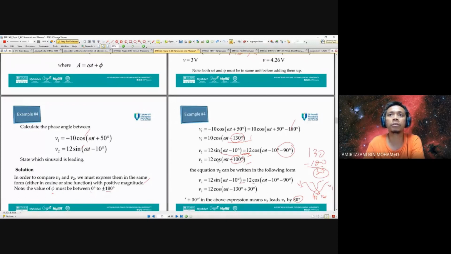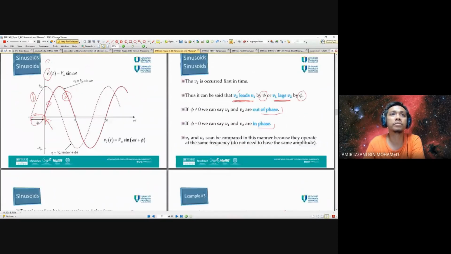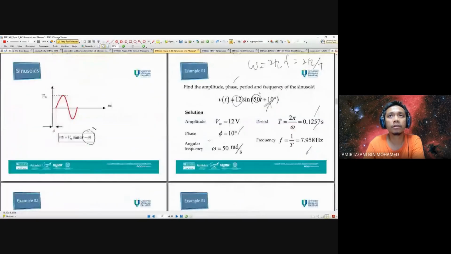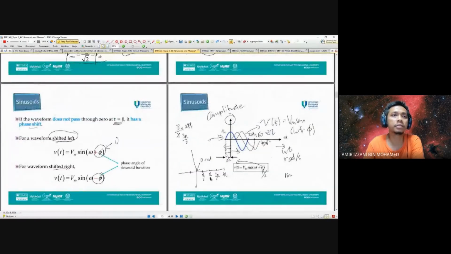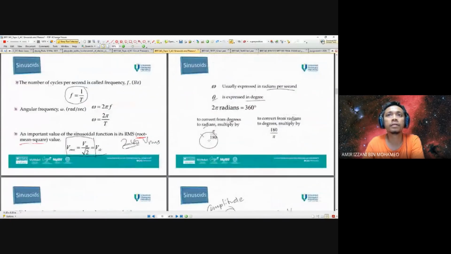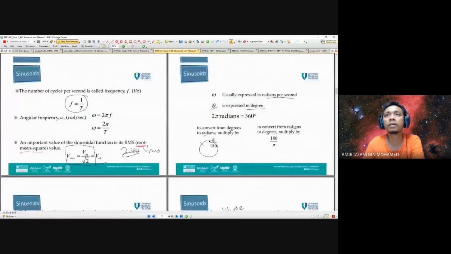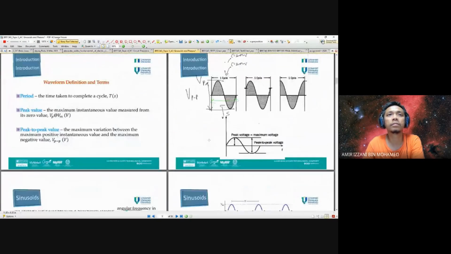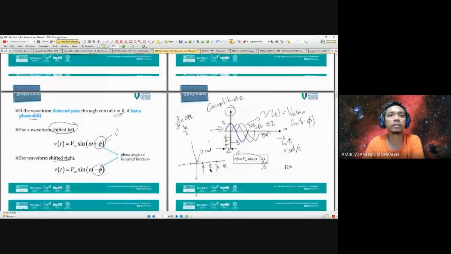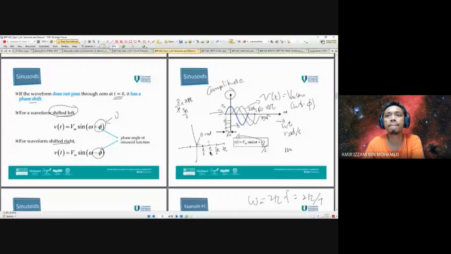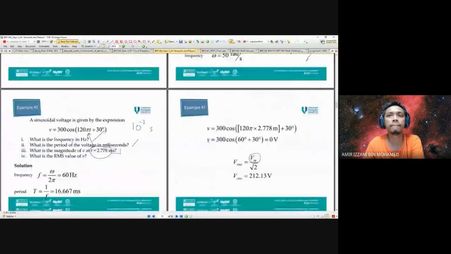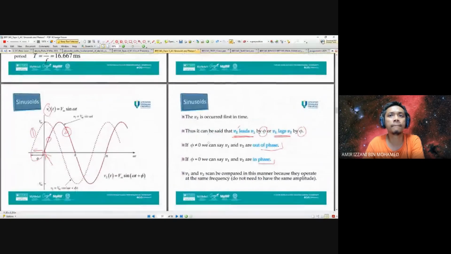Okay, go back to the previous slide on how to determine which one is leading and which one is lagging. Where's the slide? Leading, lagging. Here, this one.